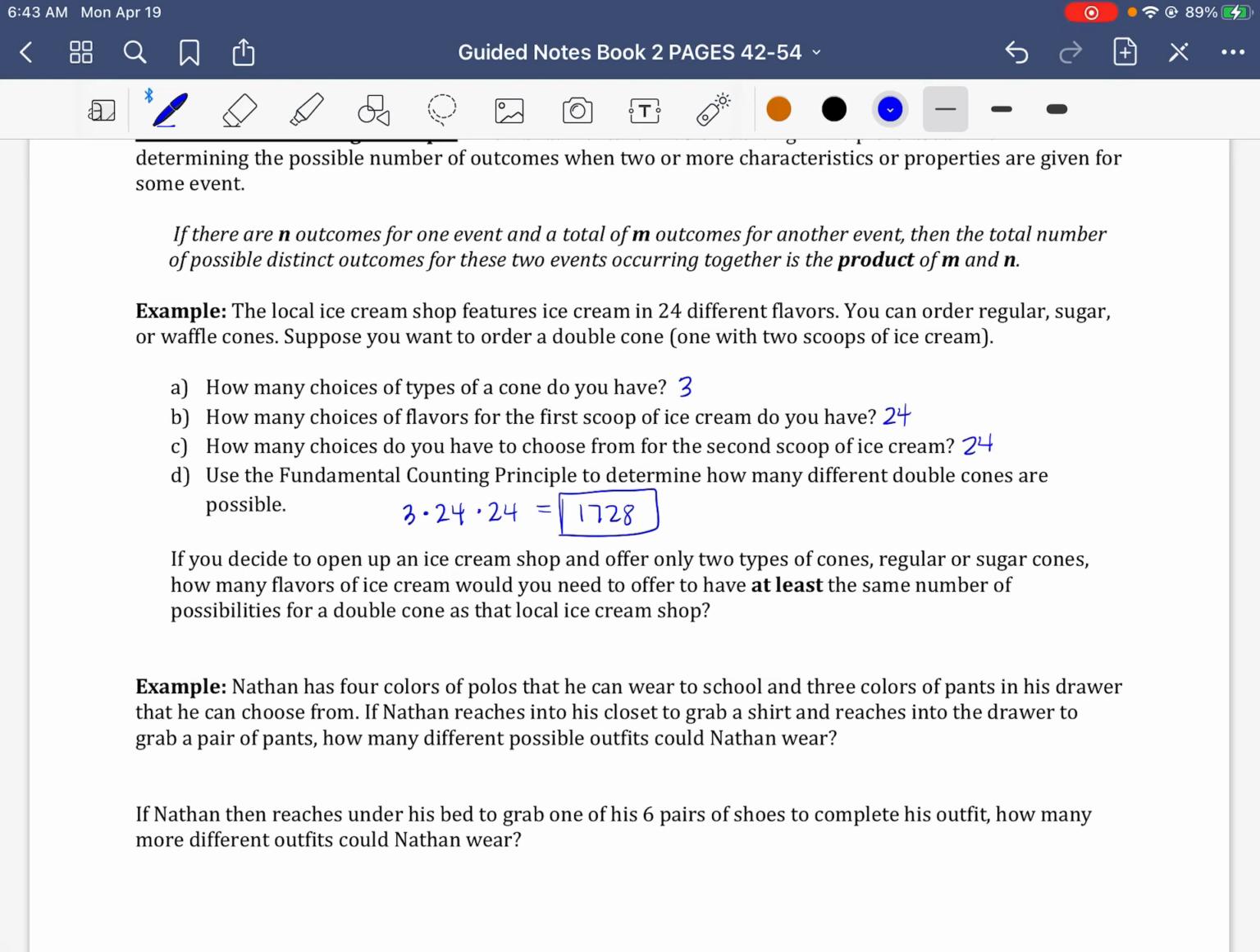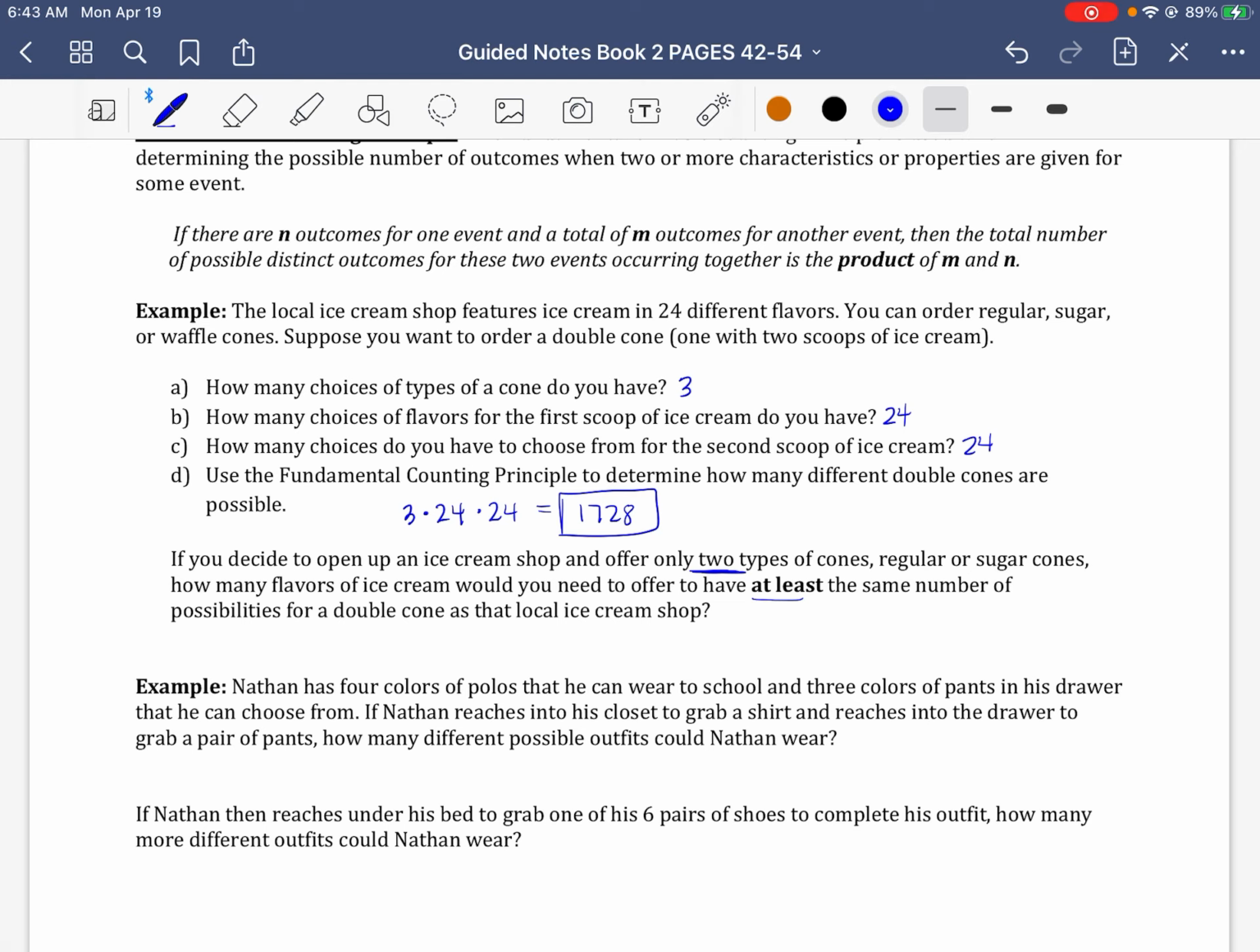Okay. So, for example, if I'm going to create a business plan and I decide to open an ice cream shop and offer only 2 types of cones, so instead of 3, we're only going to offer 2, how many flavors of ice cream would you need to offer to have at least the same number of possibilities? So if we want to compete with the one across the street.